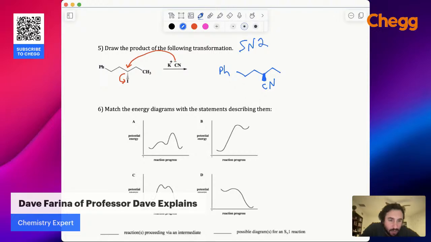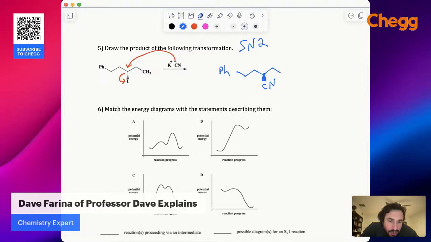Jack on TikTok asks about the 1-2 shift. Yes, that is actually on here. I will get to carbocation rearrangement. Doctor, yes, I apologize. I am sick. I'm actually much better now, but I was really bad yesterday. I don't know what that means.